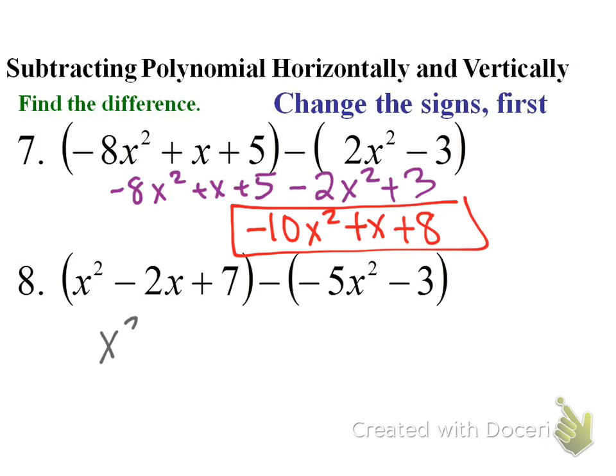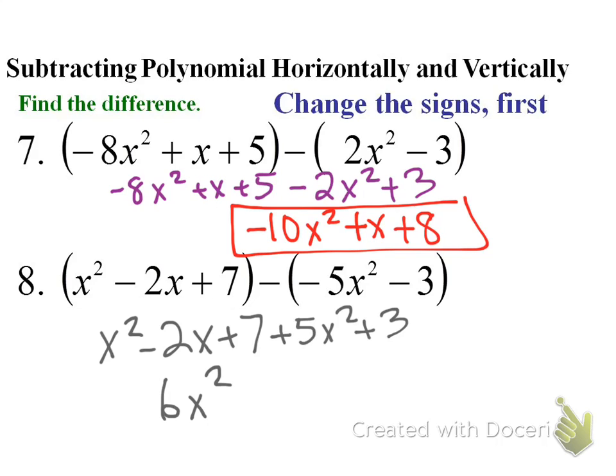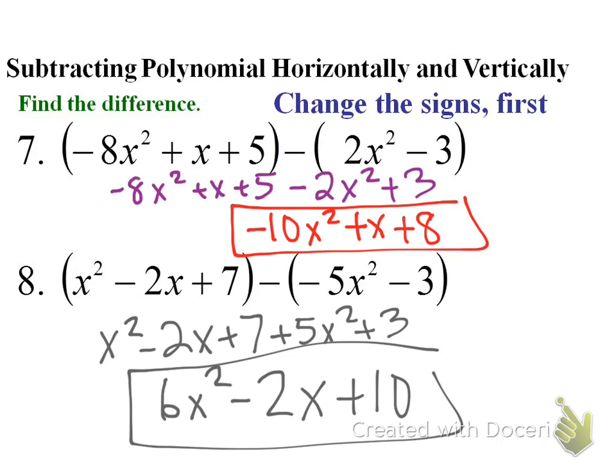Same thing on number 8. Keep the first one the same. What happens in the back? Good, so I'll have plus and a plus. 6x squared. Nothing combines with that x. And then I get a 10 as my constant. What questions do you guys have?